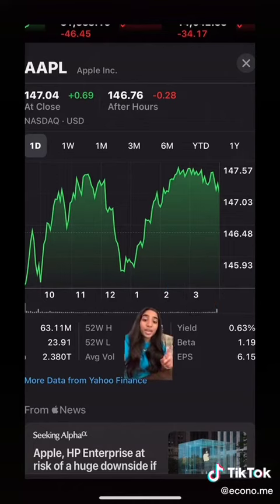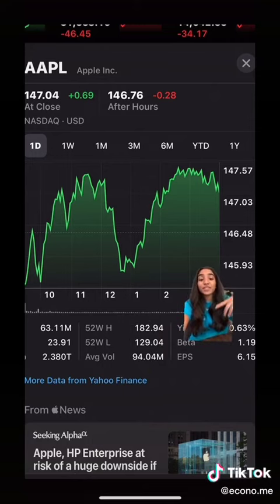Then we have beta, which is a measurement of the stock's probability of fluctuating compared to the overall volatility of the stock market. Finally, we have EPS, which stands for earnings per share, and it's a measurement of the company's total profit divided by the outstanding shares.